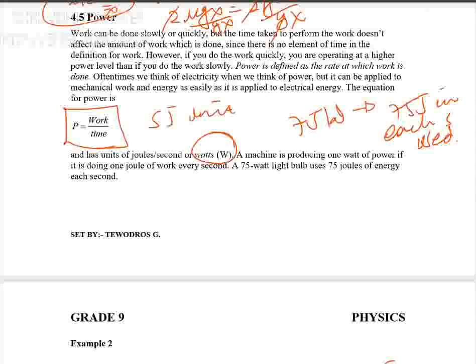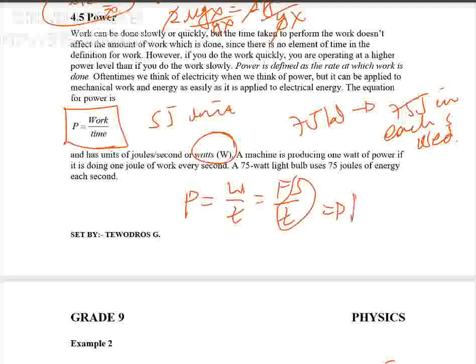And we can derive another equation for power. Power is equal to work done over time. Work is equal to F times s, over time. s over t is velocity. Therefore, this implies that power is equivalent to force times velocity. This one is also another equation of power.